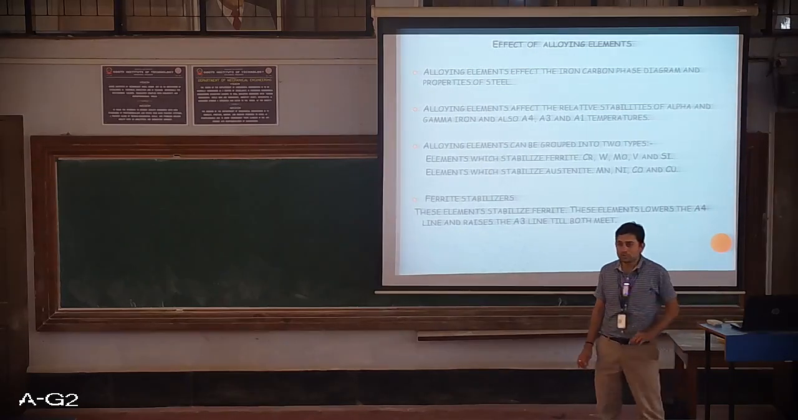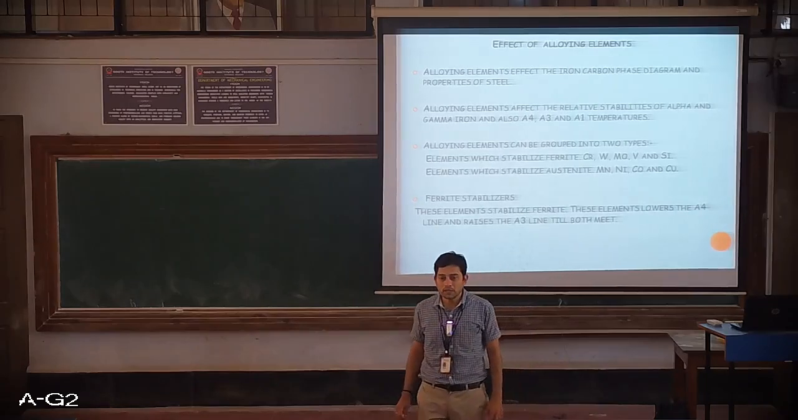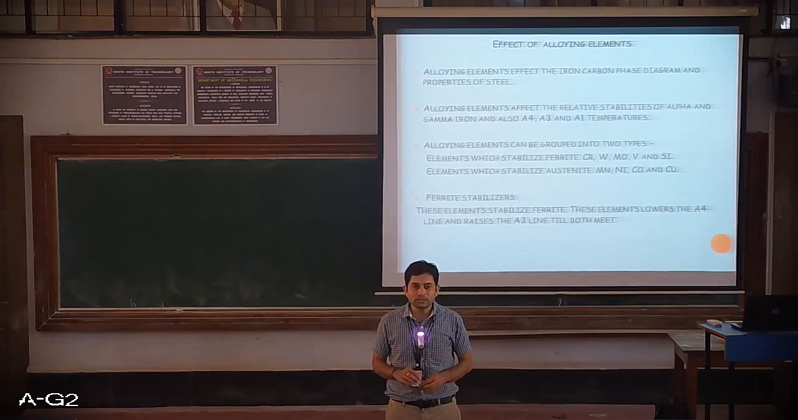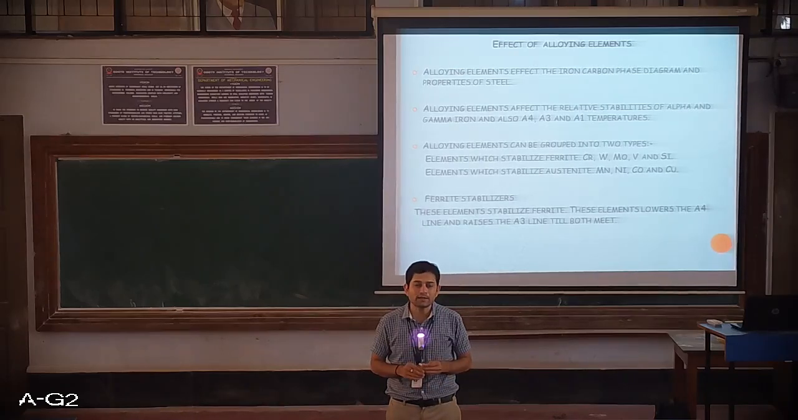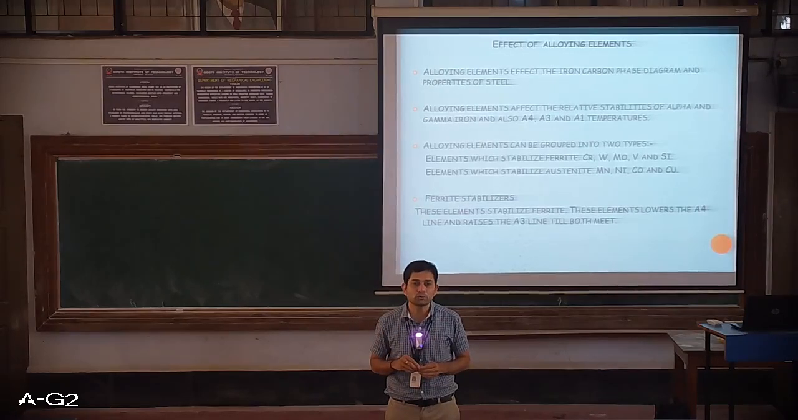Then next what we have to discuss is the effect of these alloying elements on the steel. You know that we add alloying elements into the steel. Steel is basically an alloy of iron and carbon. You add some kind of alloying elements into it, for what reason? To improve its properties. How these alloying elements change the properties of the metal from the metallurgical point of view will be discussed in the subsequent discussion.